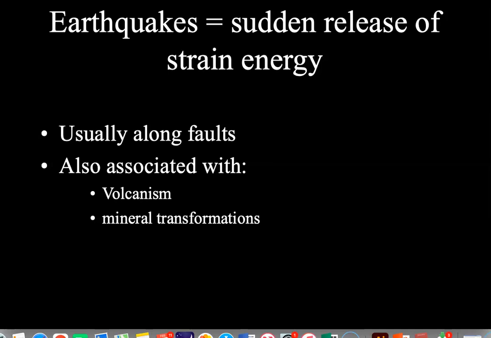So what is an earthquake? The textbook definition is a sudden release of energy. Usually this happens along faults, but it can also happen around volcanoes. Don't worry about mineral transformation earthquakes. It's a pretty obscure topic that we won't be covering in this class.